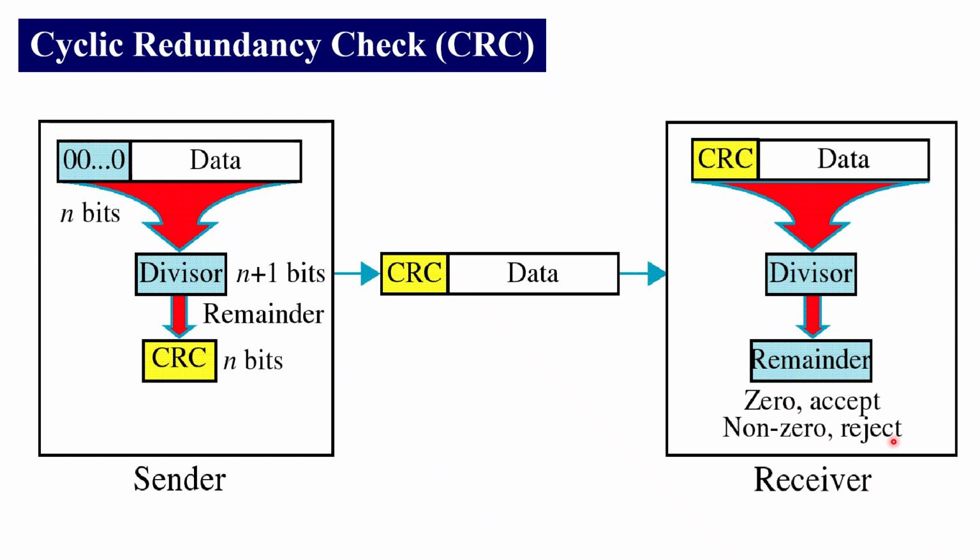At the receiver's end, the same division is performed again. If the remainder is 0, the data is considered error-free and accepted. If a remainder exists, it indicates that an error occurred during transmission and the data is rejected. CRC is highly reliable and widely used in networks and storage systems to ensure data integrity.